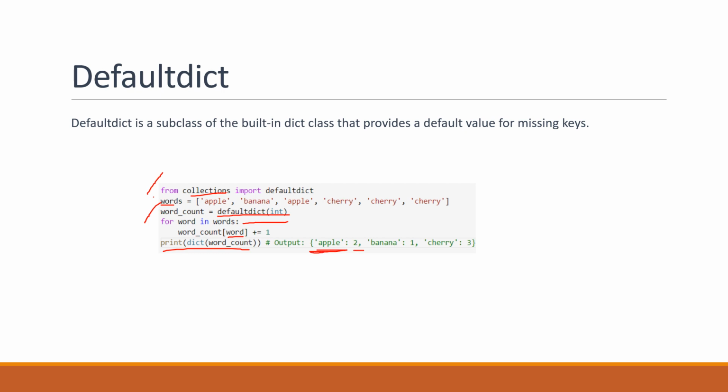So the first key is the word apple, and it appears in the list 2 times. Banana appears 1. Cherry appears 3. And this is for default dictionary.